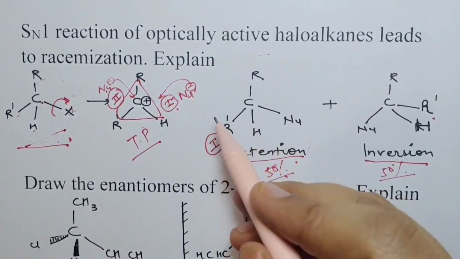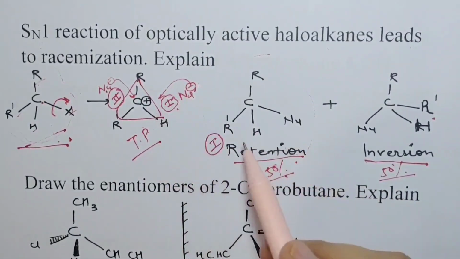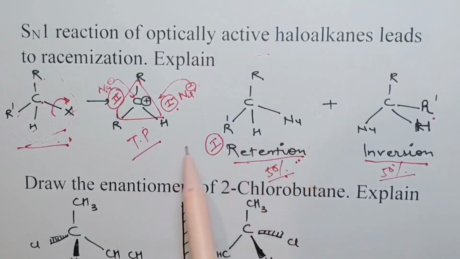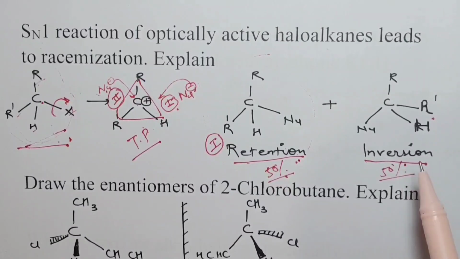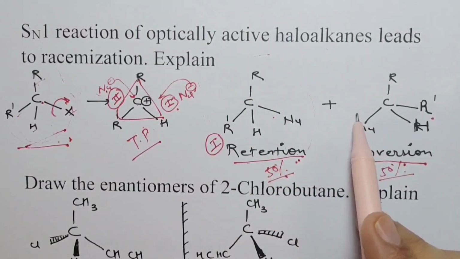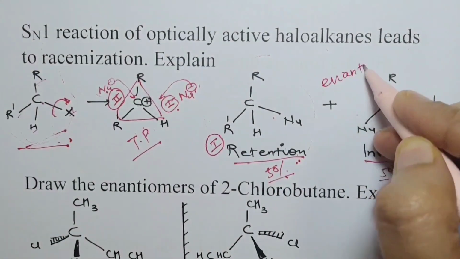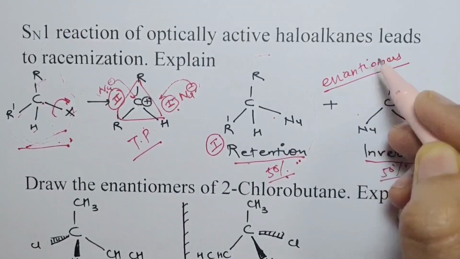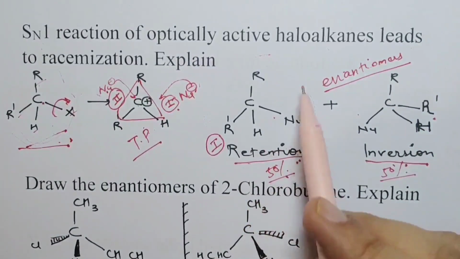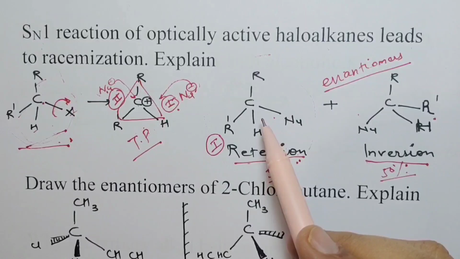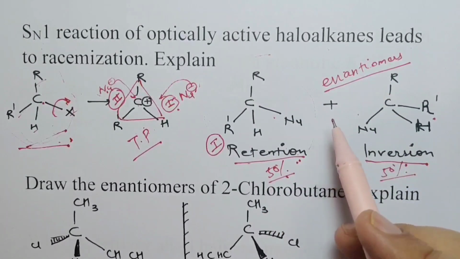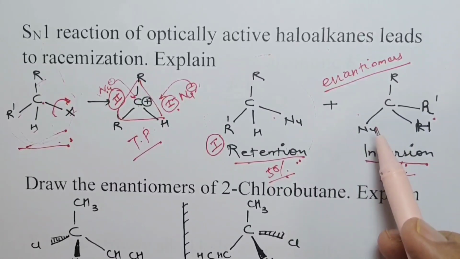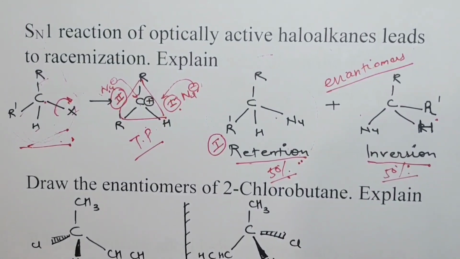If it attacks from this side, retention of configuration would be seen, and if it attacks from the other side, inversion of configuration would be achieved. So these two are enantiomers, meaning that one of them, we don't know which one, would rotate plane polarized light towards the right, and the other one would rotate it towards the left. So the result would be a racemic mixture. Okay, moving on to the next question.